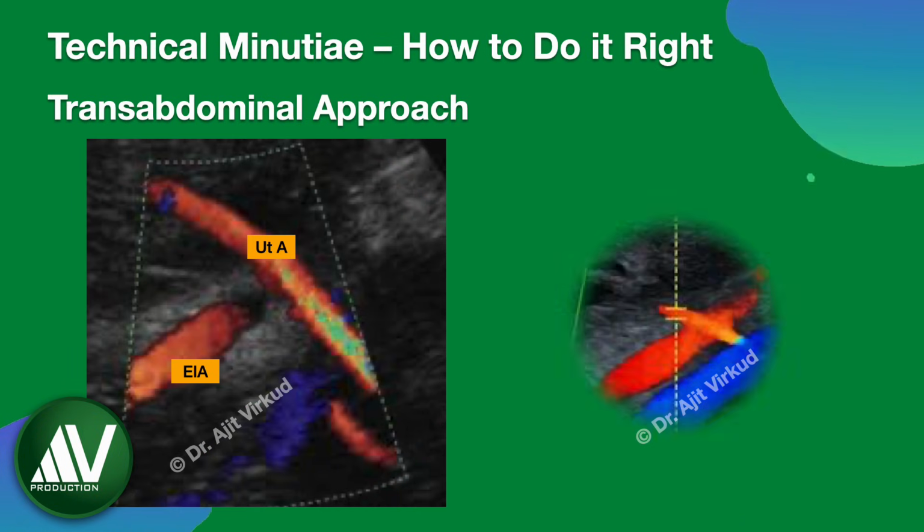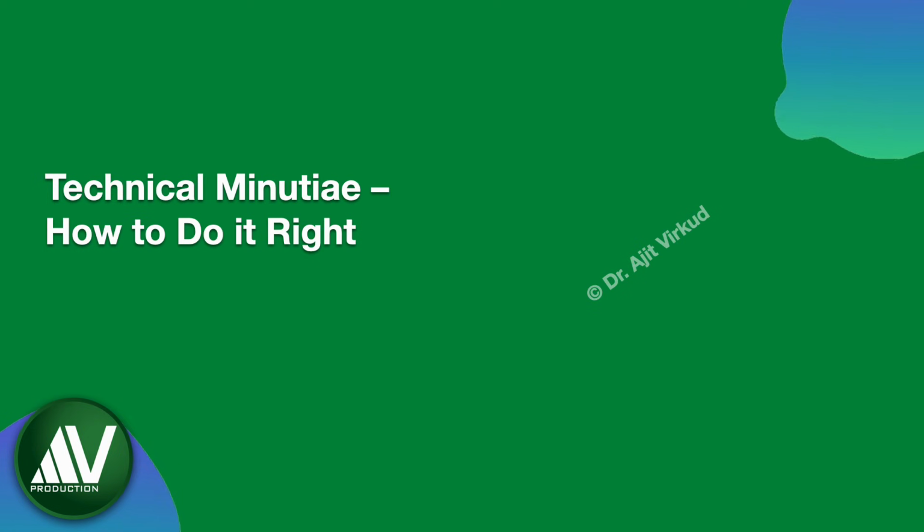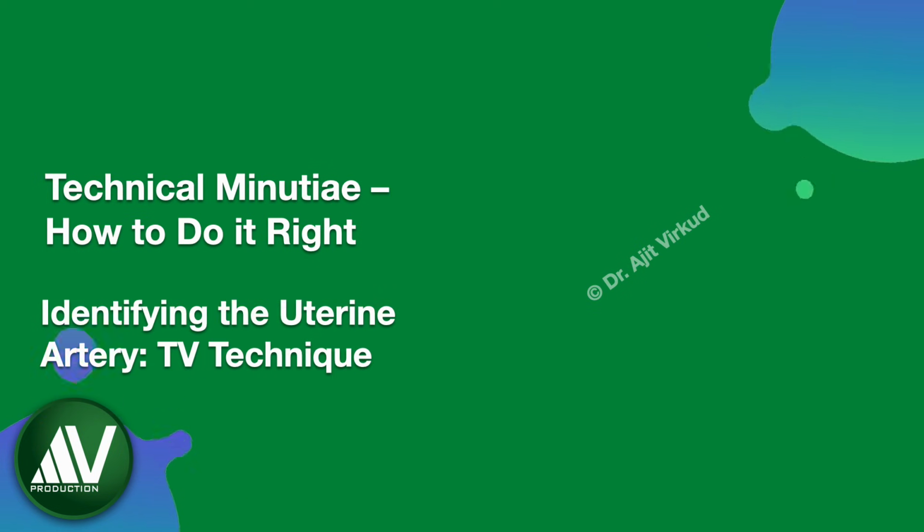Locate the uterine artery at its crossover with the external iliac artery lateral to the cervix as shown in this picture. The Doppler sample volume is placed about 1 centimeter downstream from the crossover point. Never sample too close to the placenta or arcuate branches. The other method is the transvaginal approach to uterine artery Doppler. It is a more precise and reproducible method.